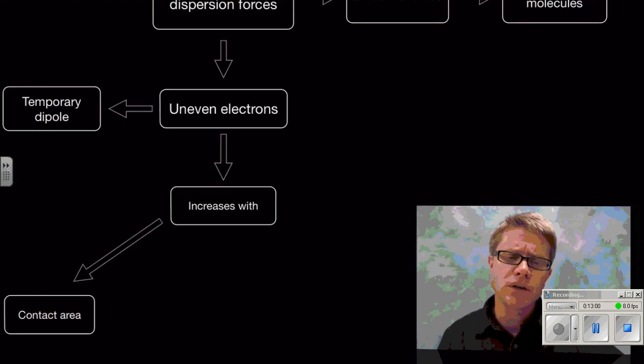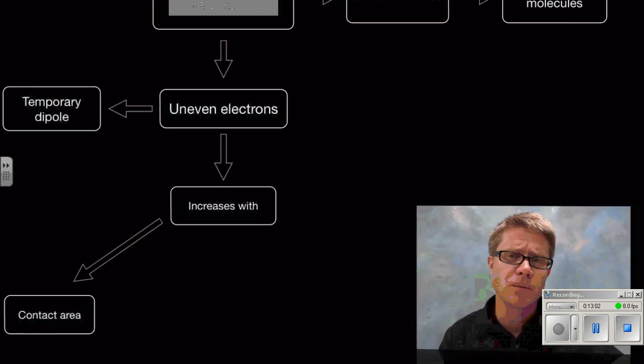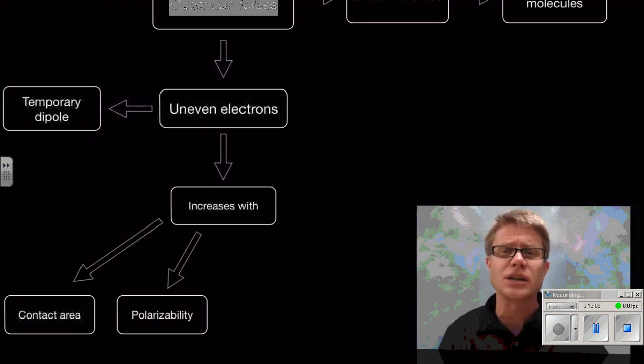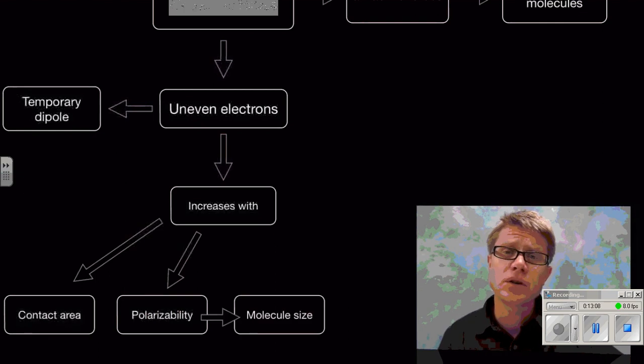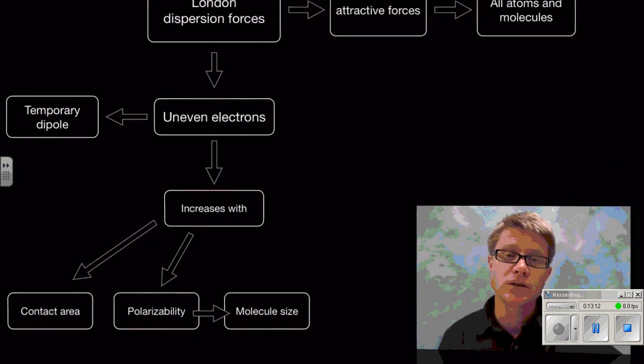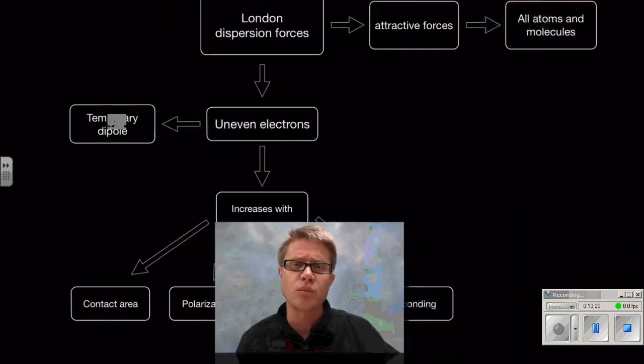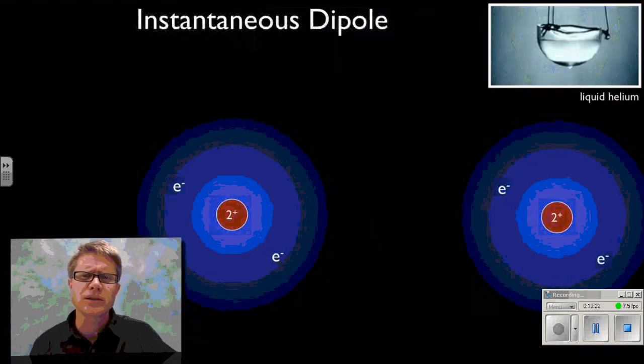These are going to increase as we increase the contact area between the molecules. Also as we increase their polarizability, which is the squashiness of a molecule. Generally, the more electrons you have, the higher this is going to be. And so as we increase molecular size, we're going to increase these dispersion forces. And finally, pi bonding, which is where orbitals overlap. If we have more pi bonding, we're going to increase these. And so let's look at it.